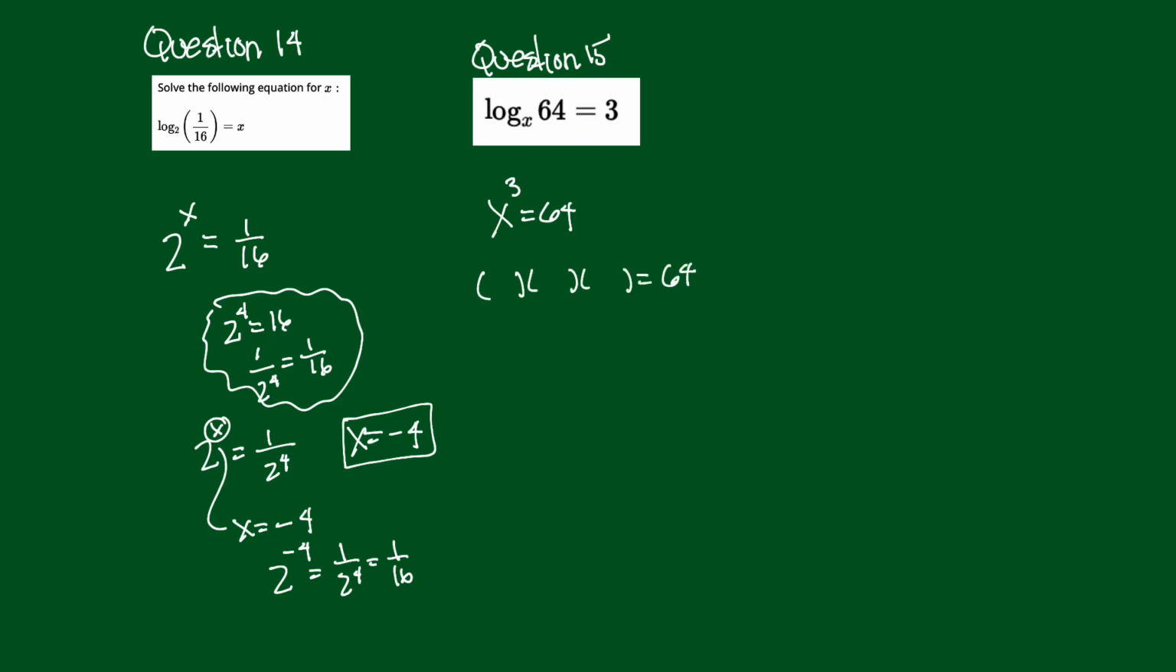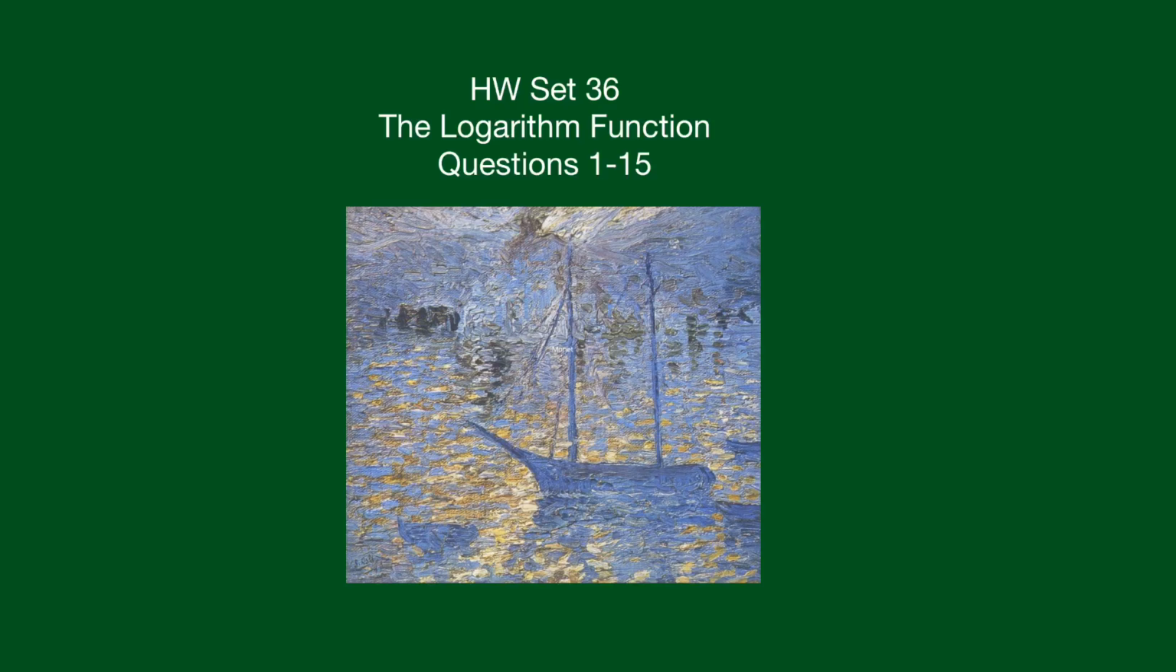Well, it's not 1, it's not 2, right? 2 times 2 times 2, that's only 8. It's not 3. 3 times 3 times 3 is 27. But 4 works. 4 times 4 is 16. Times 4 again is 64. So I could put 4's in here. So I'm going to claim now that x is equal to 4. And that ends this part of homework set 36.